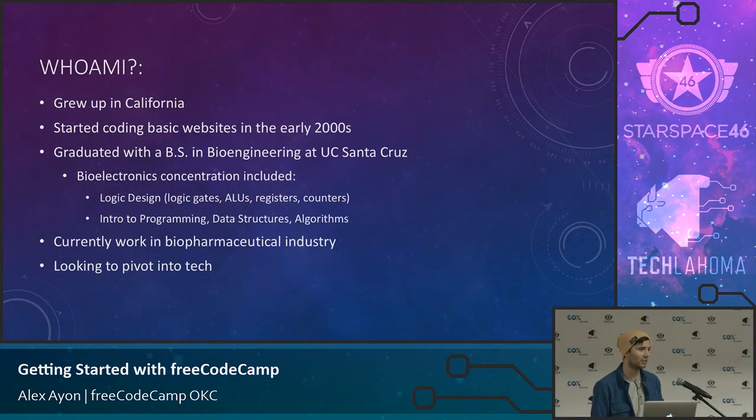So a little bit about who I am. I grew up in California, and I started coding basic websites in the early 2000s, right around MySpace and GeoCities, if anybody remembers that. I graduated with a BS in bioengineering at UC Santa Cruz. And my major had the fortunate thing that it had a bioelectronics concentration, which had a lot of courses that had to do with programming, logic design, intro to programming, data structures, algorithms, and that kind of rekindled my love for coding. I currently work in the biopharmaceutical industry, but I'm looking to pivot more into technology.